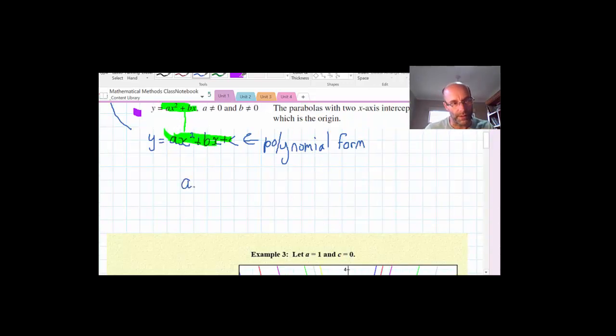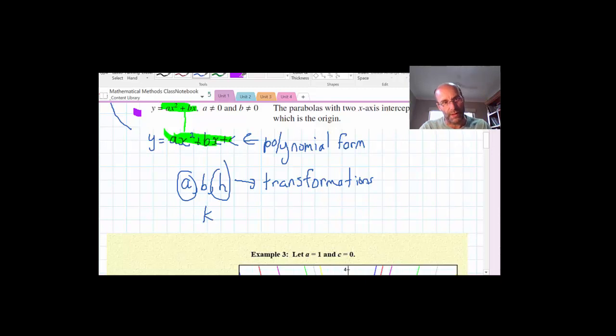So the main parameters that we've looked at above are a, b and h. We've looked at c, but mainly a, b and h, and of course they relate to things like transformations that we've seen in the past, which are dilations and translations. So they relate to those. Especially a and h, and when it's in turning point form we also have k.